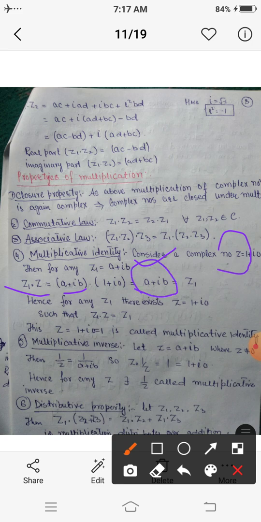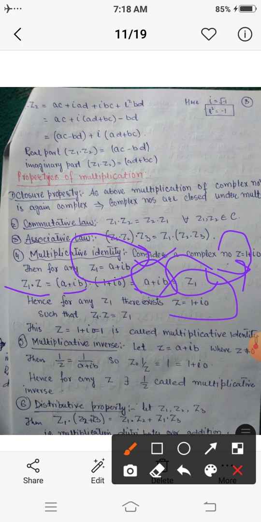So a plus iota b is simply z1, which implies that after multiplication of any complex number a plus iota b with 1 plus iota 0, the resultant is again the number itself. This means that for z1, there exists z equal to 1 plus iota 0, which is simply called the multiplicative identity.